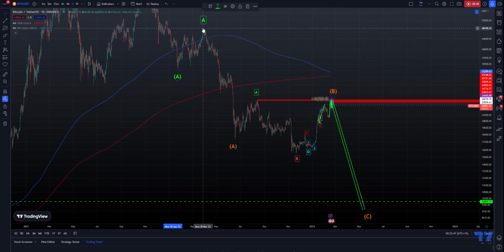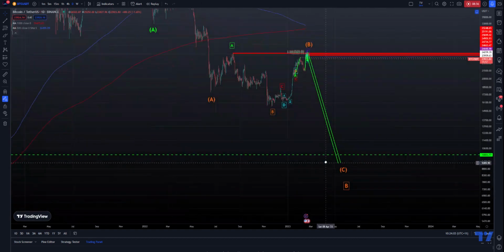So now we're taking the same length as wave A and we're calculating it from right at the end of that move there, and we're targeting 10,000. It could go a tiny bit lower, but I don't want to try and pick bottoms. Instead, we're looking for round numbers here. We're looking for 10,000. All right.